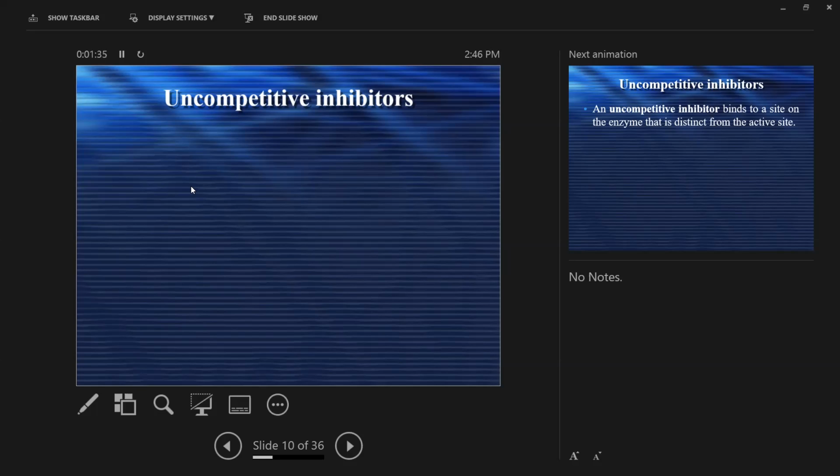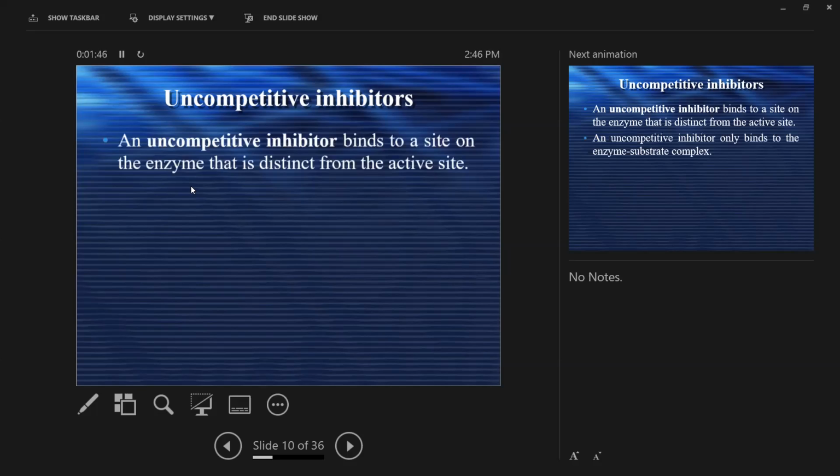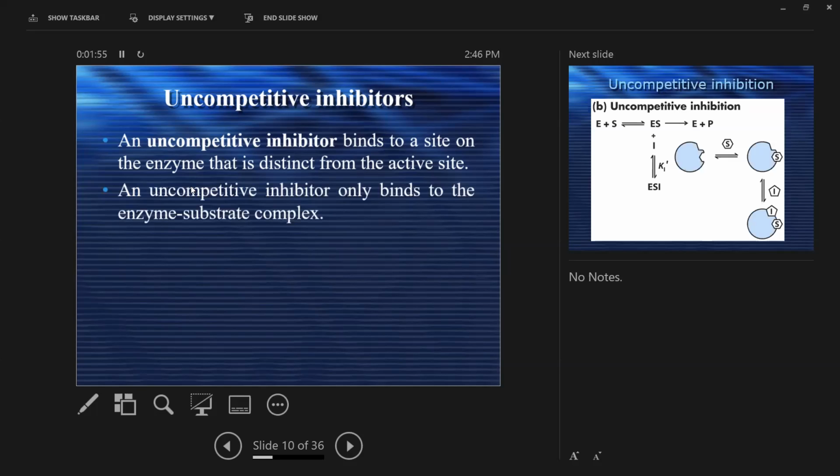All right, so competitive inhibitors bind the active site. They inhibit the active site. That's very important to remember. Uncompetitive inhibitors don't bind to the active site, they bind someplace else. And they bind only to the enzyme substrate complex.